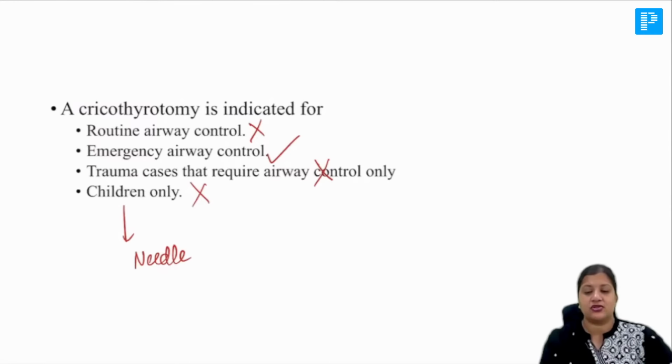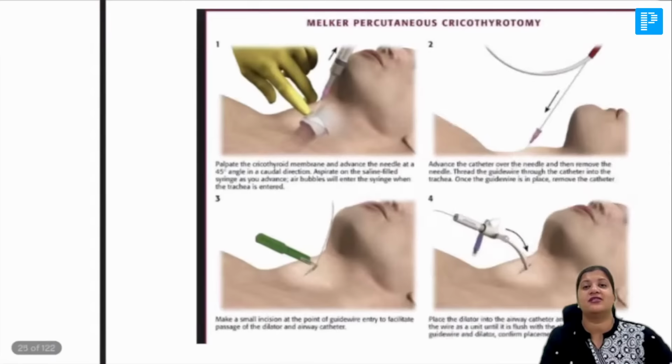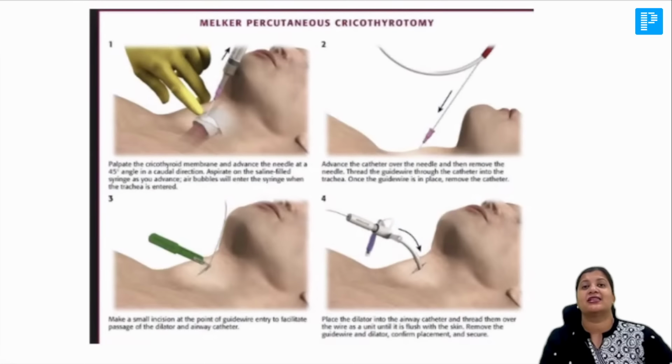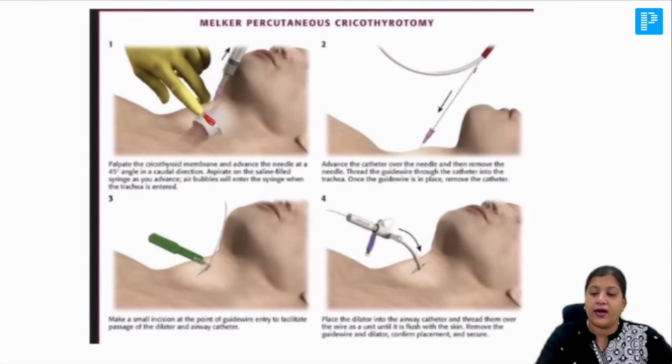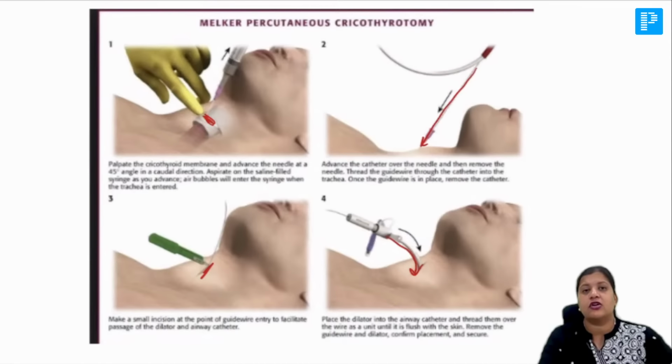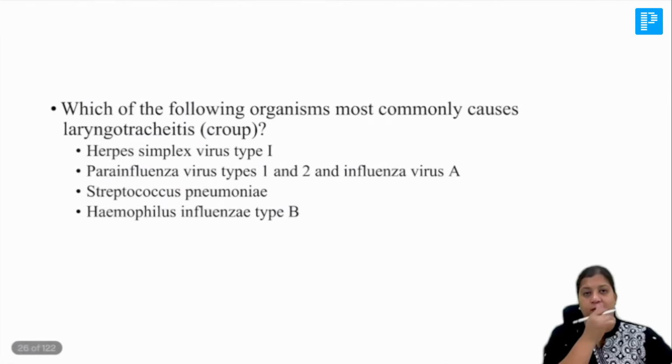So I hope this is understood by all of you, that the answer is it's an emergency procedure to access the airway. So what do we do? We identify and palpate the cricothyroid membrane, and then insert the guide wire with the help of a needle into the cricothyroid membrane and check if it is in position. Then we make a stab incision at that level and insert the tube. This is called the cricothyrotomy tube. In children, we do not insert the tube. Instead, we just put the needle. That is called needle cricothyrotomy.